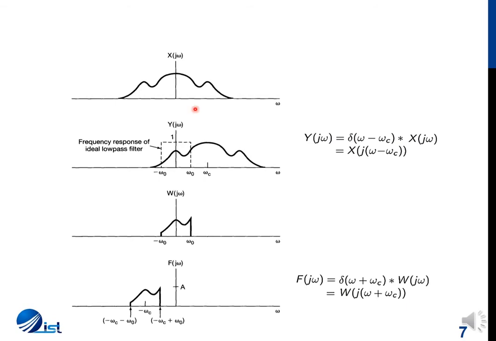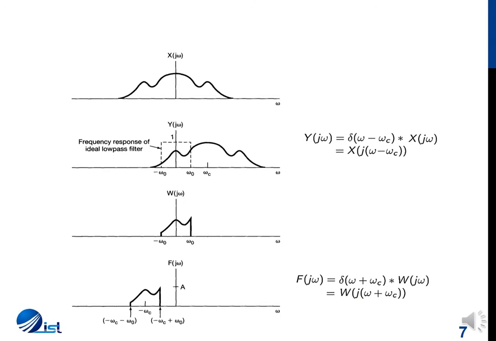Say our original signal x of j omega was a baseband signal, centered around a frequency of 0. Before filtering, say we obtain y of j omega. As we discussed, y of j omega will be the signal shifted from a frequency of 0 to a frequency of omega c. So now it appears at omega c for y of j omega.